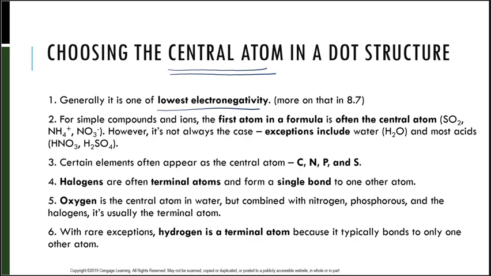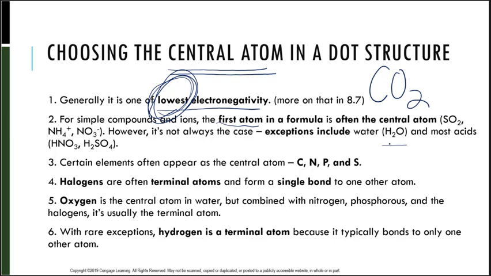So if I looked at CO2, for example, and I said, which one is the lowest electronegativity? So which one is furthest from fluorine? Carbon versus oxygen. The carbon is furthest to the left, and it's not down, it's in the same row. But if it was further down and left, it's going to be the lowest electronegativity. For simple compounds and ions, usually the first atom in the formula is the central atom. It's not always the case.